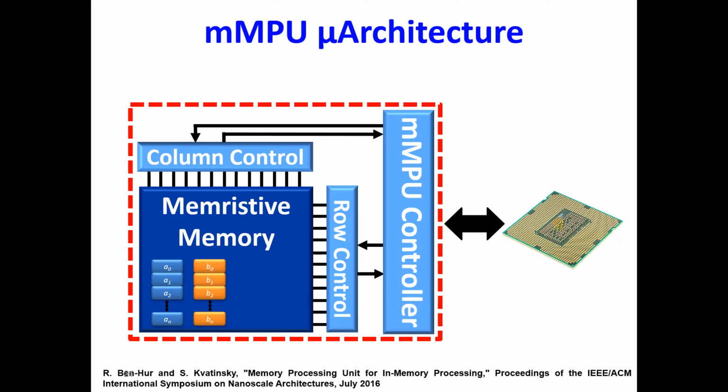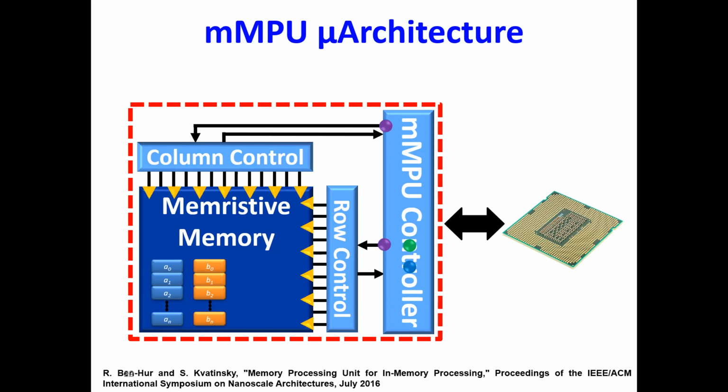What we will do is that the processor will send a command to the mMPU, to the controller. The controller knows how to perform the addition. It got from the CPU the addresses of A and B and the desired location for the result. And now it will split it into a sequence of NOR operations. So let's assume that it's 4 NOR operations. So the first step will be to select the rows and columns to perform the first set of NOR operations.